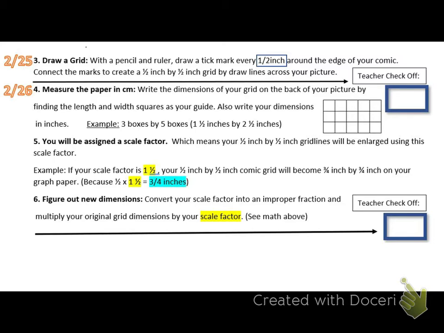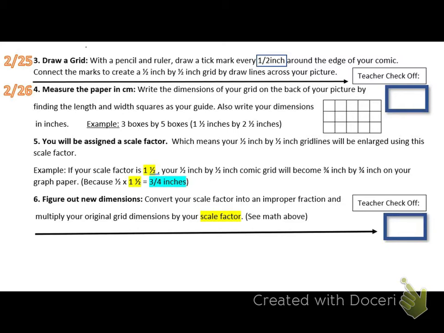You're going to write the dimensions of your grid on the back of your comic. So you're going to write 2 things. The dimensions in boxes. So if you had 3 boxes by 5 boxes, because you've already drawn a grid by now, you would put 3 by 5 boxes. Okay? Mine, like my example, is 5 boxes by 6 boxes. So that's what I would write on the back.